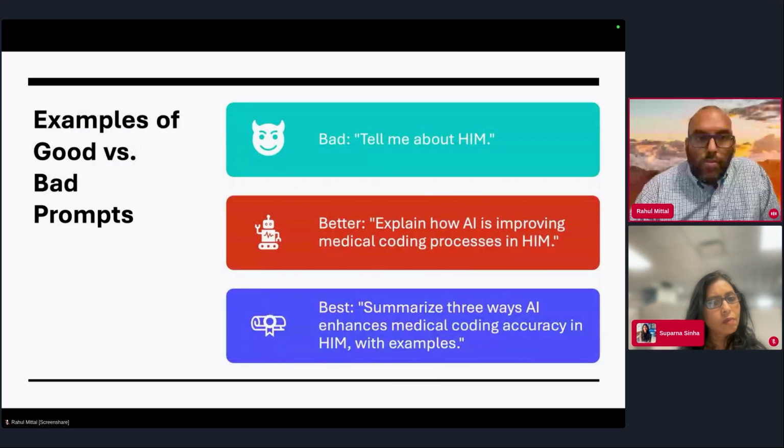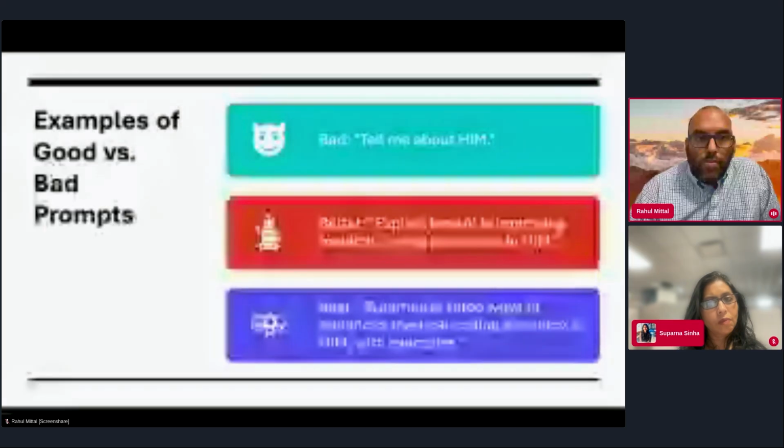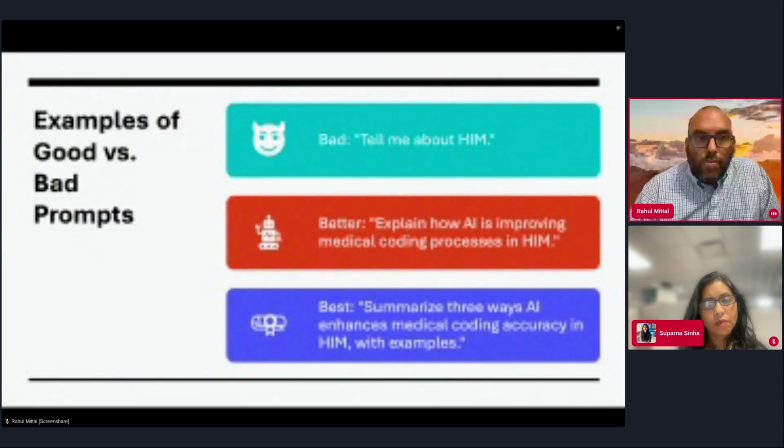So these are some examples of good and bad prompts. So tell me about HIM. The better would be: how is AI improving medical coding processes in HIM? And the best would be: summarize 3 ways AI enhances medical coding accuracy in HIM with examples.